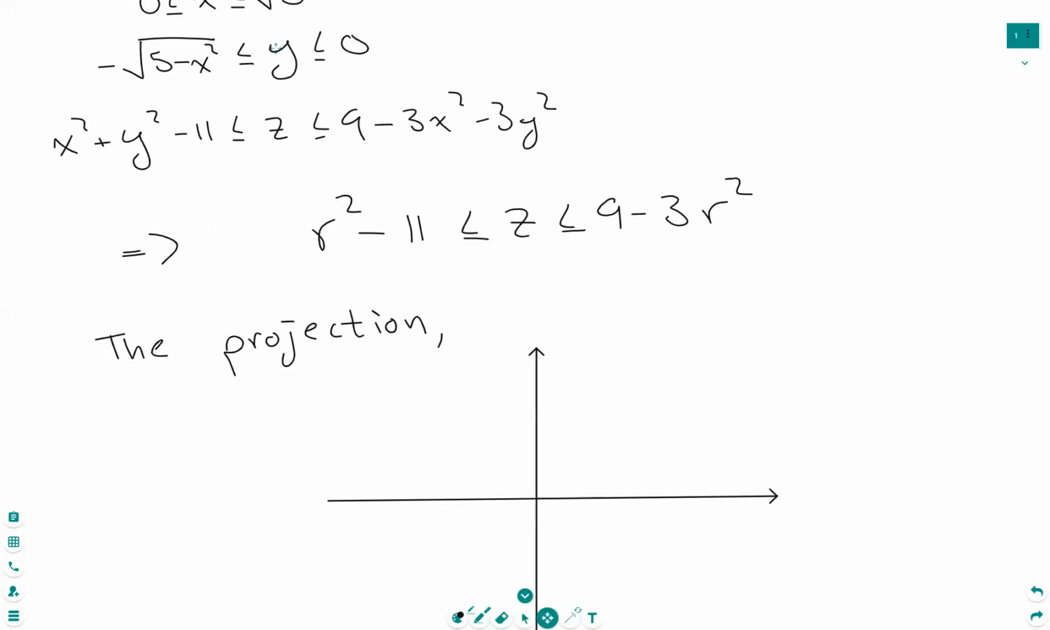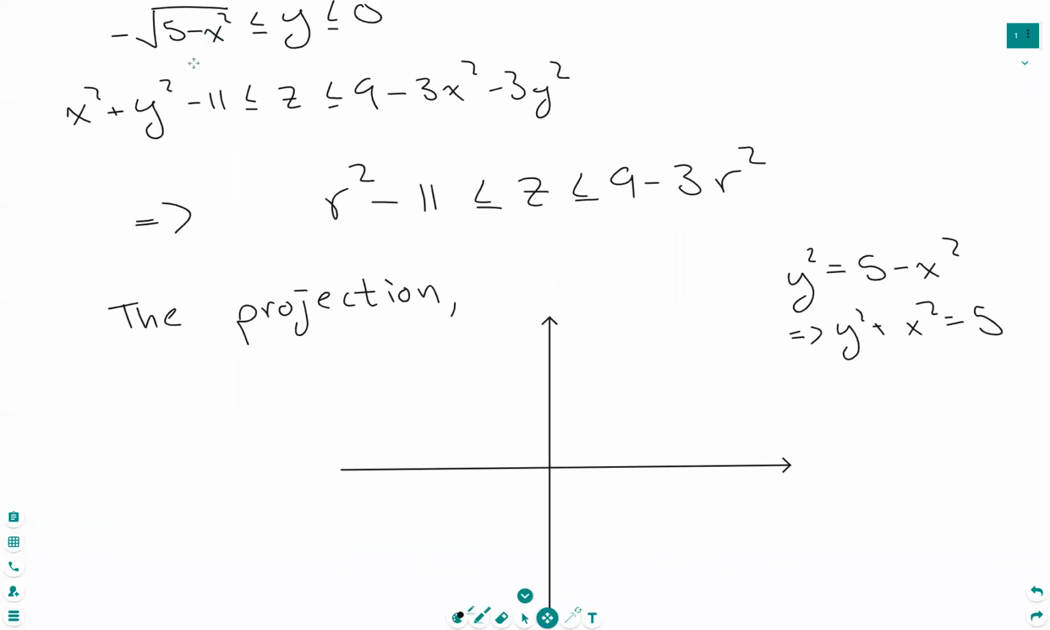We have that y goes from negative square root of 5 minus x squared. This should be a red flag to you, right? What does that look like? That looks like a circle. So in fact, you can write off to the side here, we square both sides, and we get that y squared plus x squared is equal to 5. So it looks like we have a circle of radius root 5, but we have to remember that this goes from negative square root to 0. So this is the bottom half of the circle up to y equals 0.